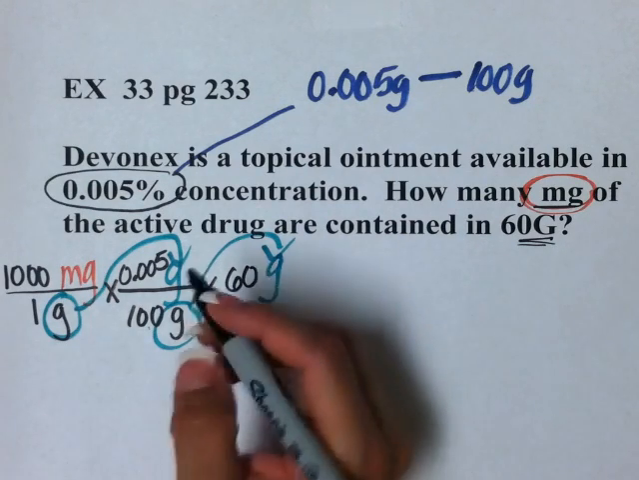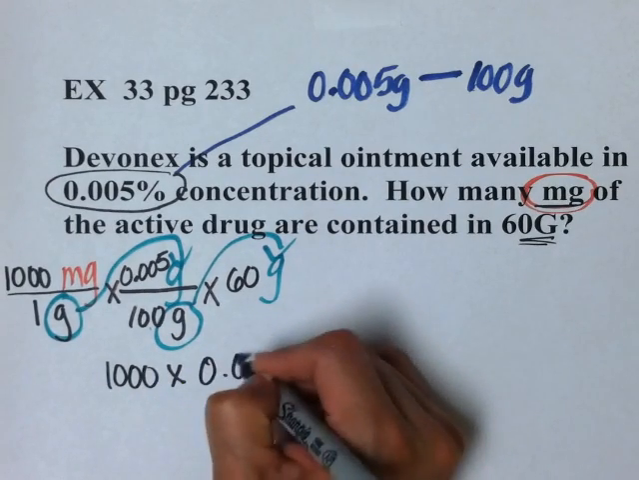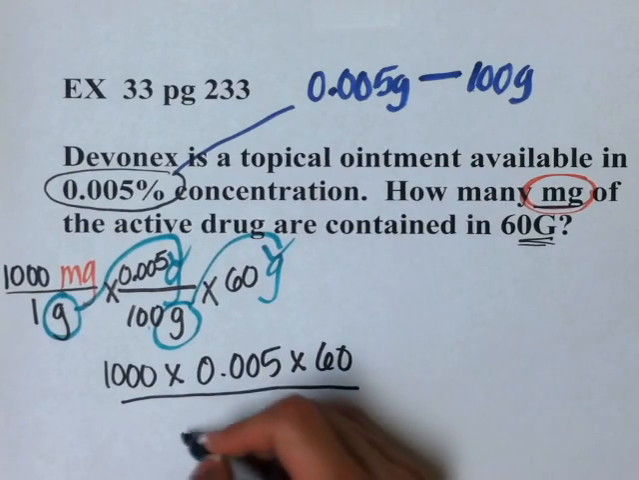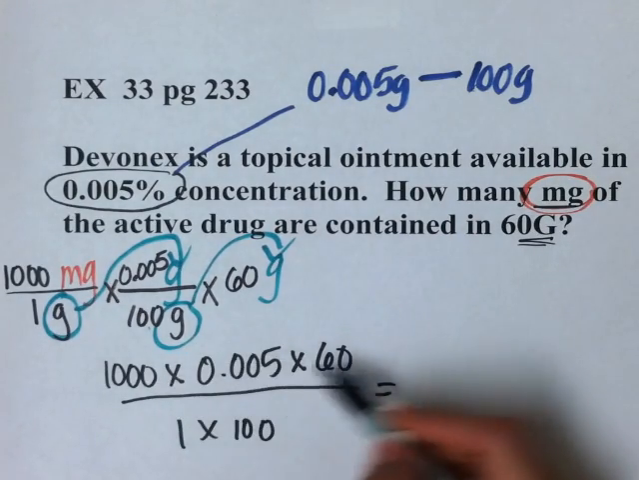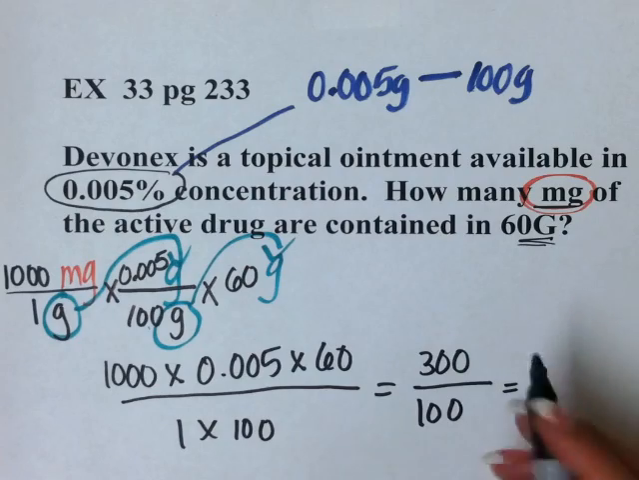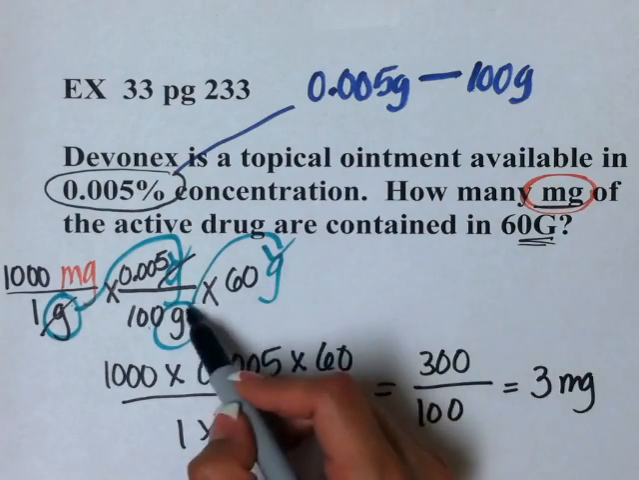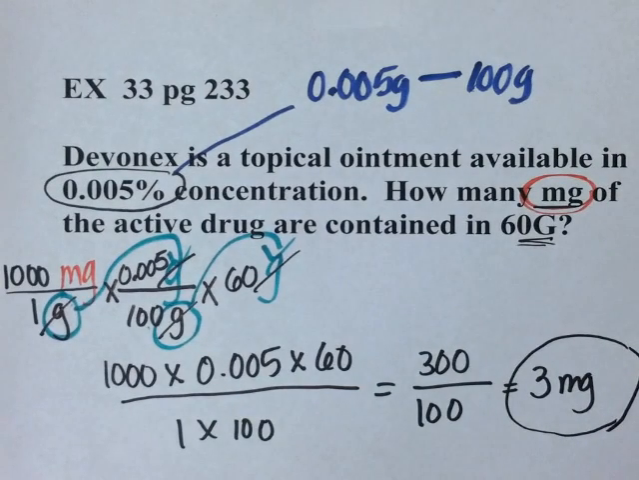So you can see that we're just going to have, when you punch all this out, it's 1,000 times the 0.005 times the 60 over the 1 times the 100. And you can see that at the top, when you times all these by each other, you'll get 300. And on the bottom, obviously, is just 100. So 300 divided by 100, we get 3. And we know that it's milligrams because you see your grams canceling here. And again, your grams canceling there. So the answer to this problem is 3 milligrams.